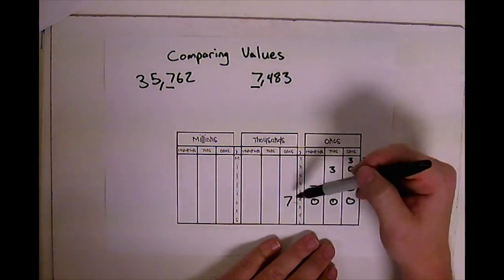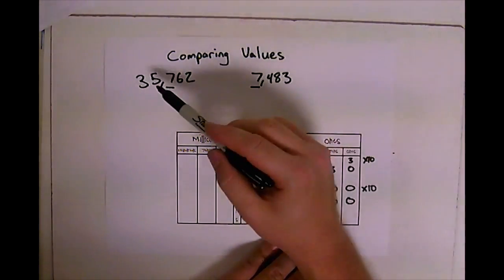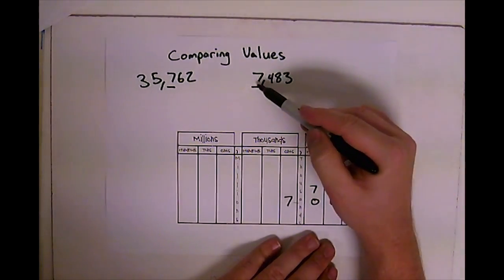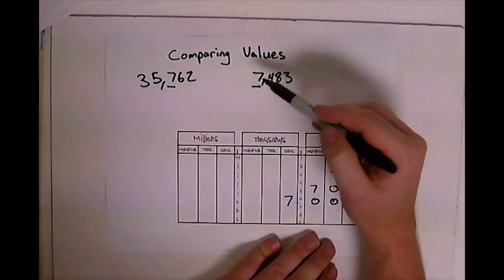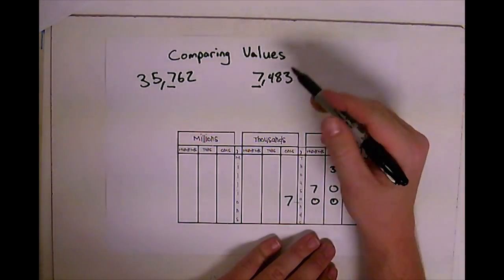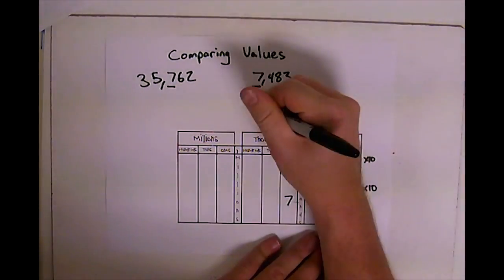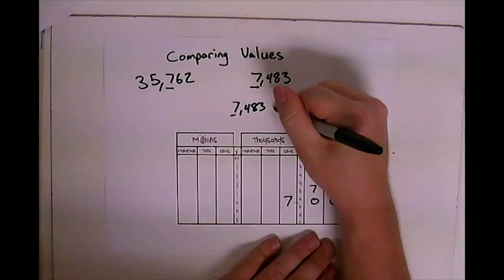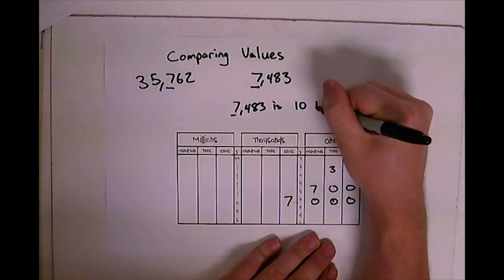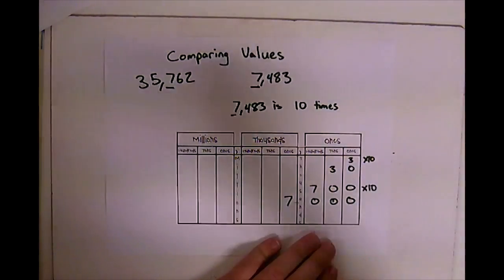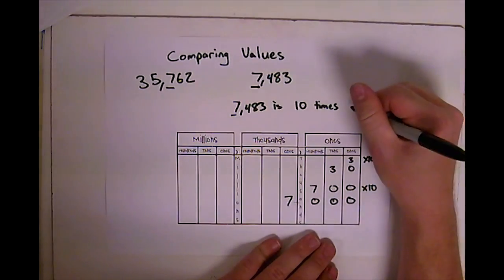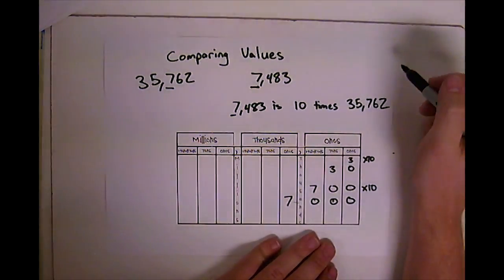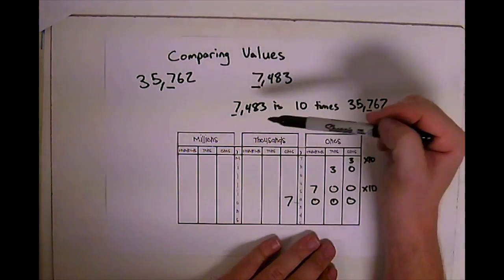We're not going to use these two numbers anymore. We're going to come back up here and use the actual numbers that they've given us. So we got to figure out which one's more. Well, this one's worth more. Even though this number is bigger, the value of the 7 is worth more. So the value of the 7 in 7,483 is 10 times the value of the 7 in 35,762.